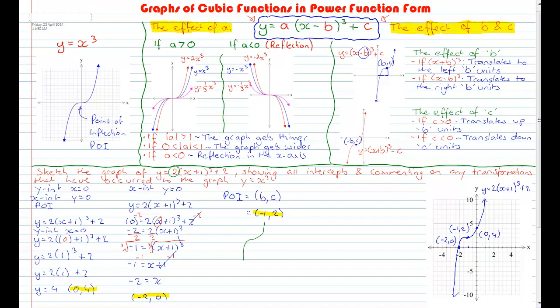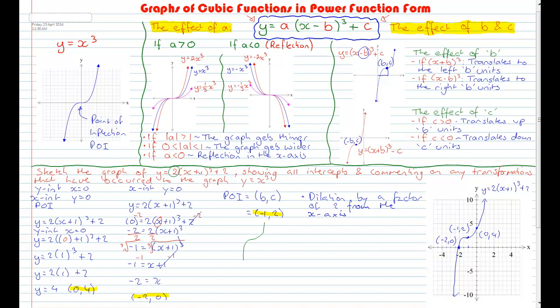And the last thing that the question says is comment on any transformations that have occurred to the graph y = x^3. That's where we need to look at our a, b and c values and comment on what's actually happened. If we have a look at our a value first, we can see that our a value is positive 2. Because our a value is positive 2, there has been a dilation by a factor of 2 from the x-axis. If it was negative, then there'd also be a reflection, but it's not, so it's just the dilation.